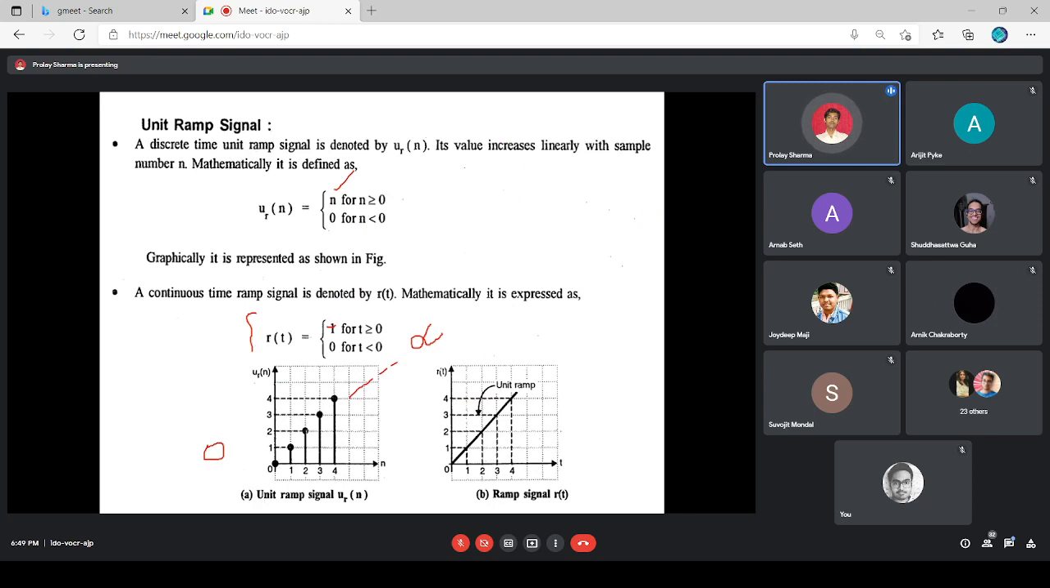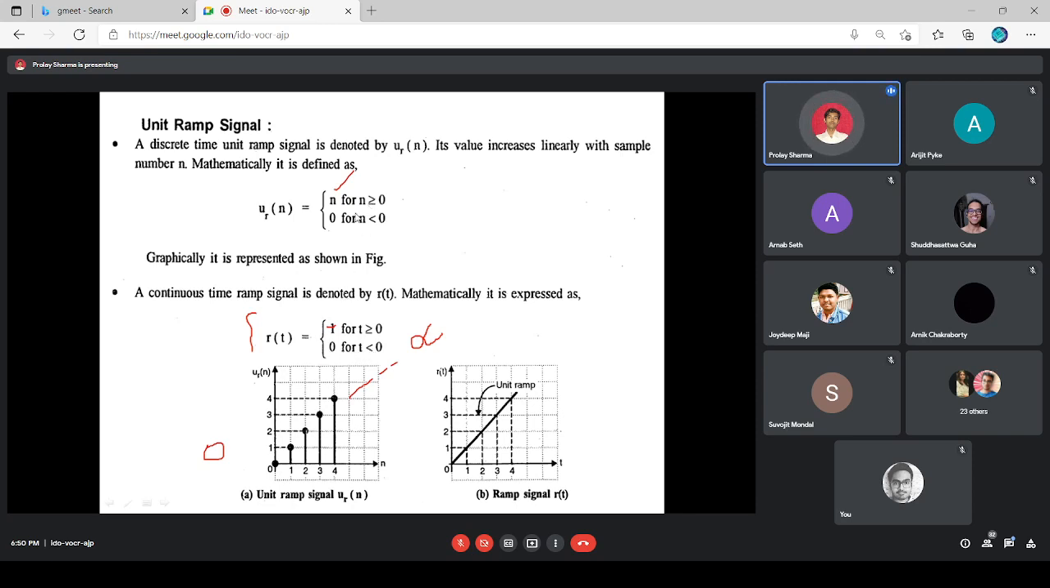And the ramp signal is basically defined like this. The ramp r(n) is n for n greater than or equal to 0, and for n less than 0 it is 0. If it is a continuous signal, r(t) is the ramp signal. It is basically t when t is greater than or equal to 0, and for t less than 0 the amplitude is 0.